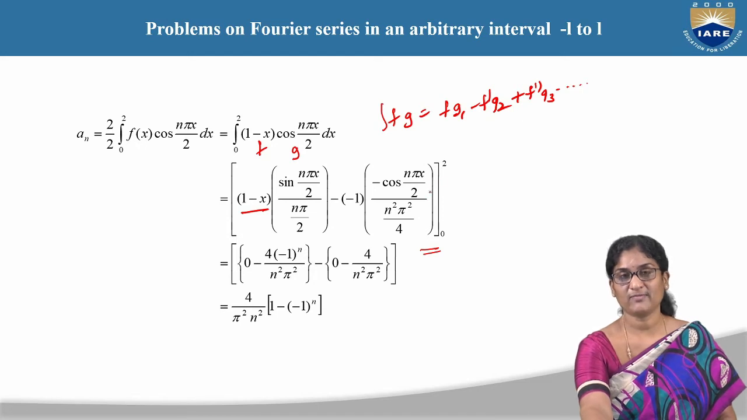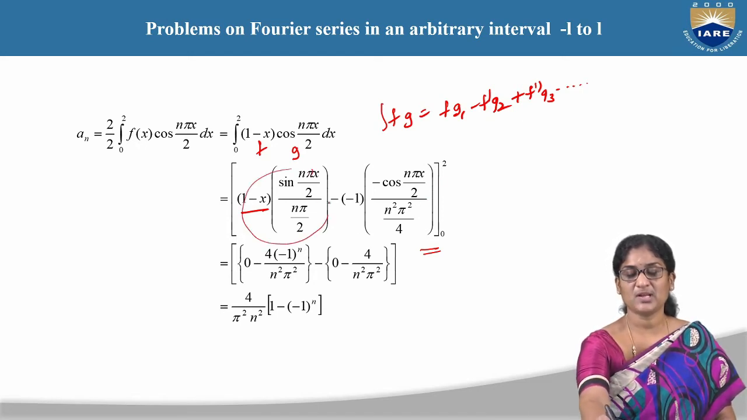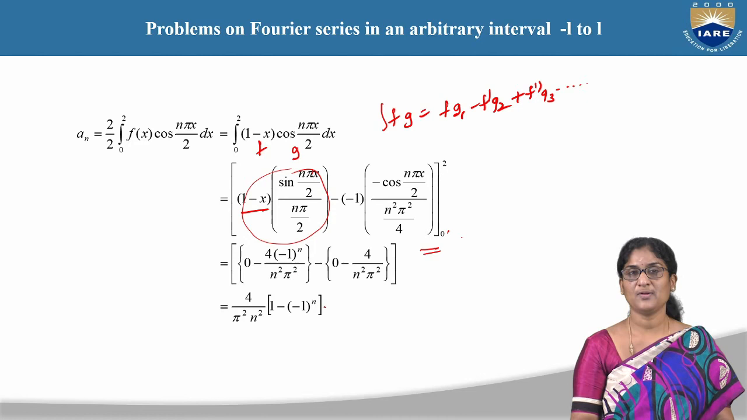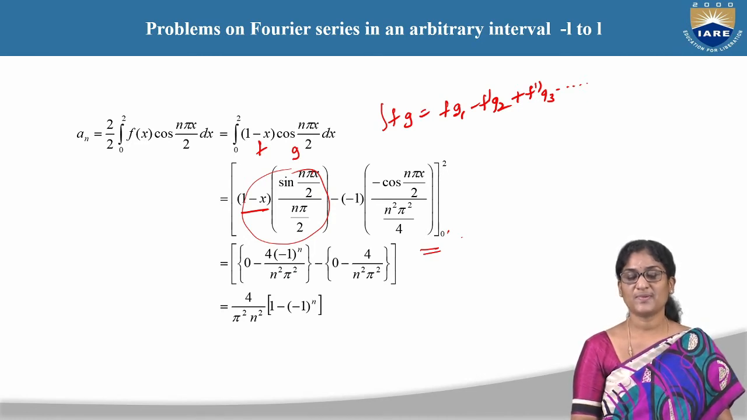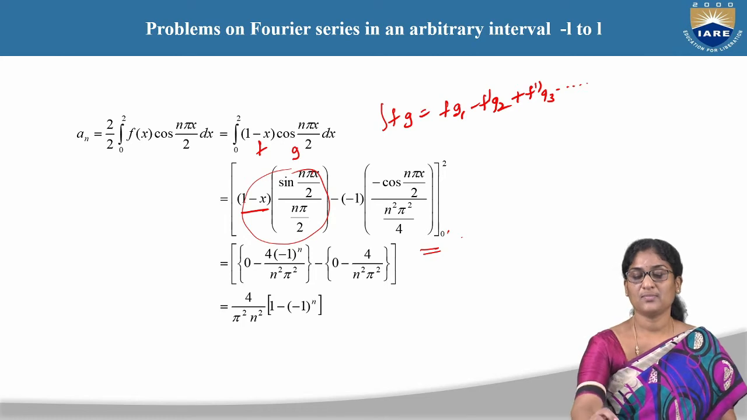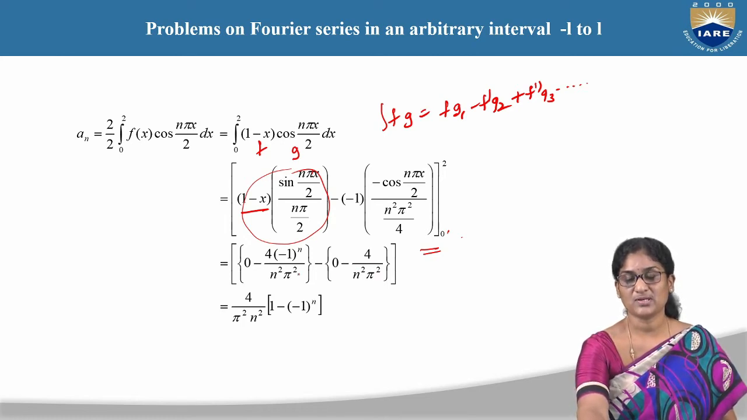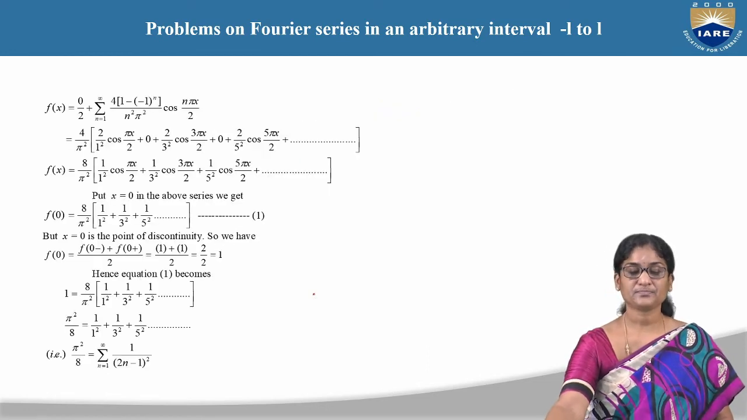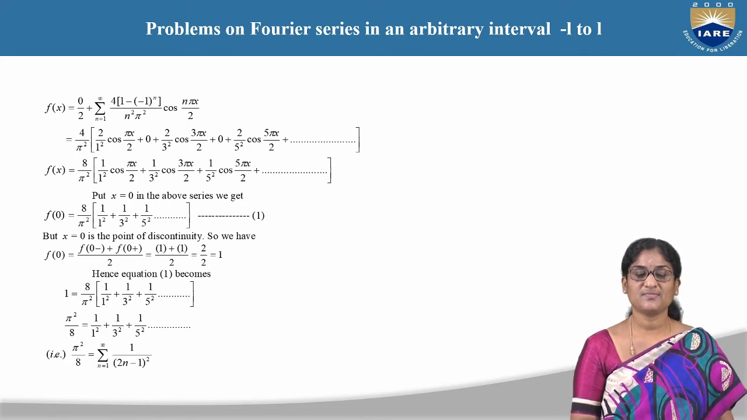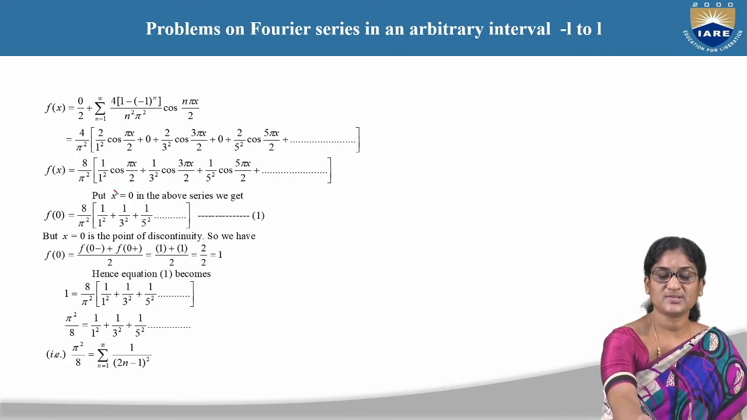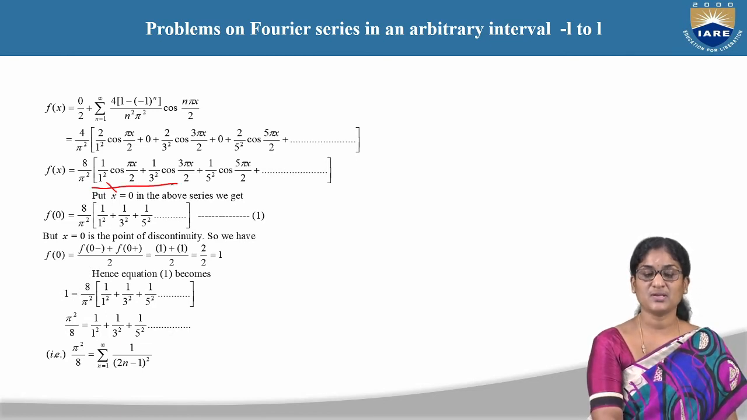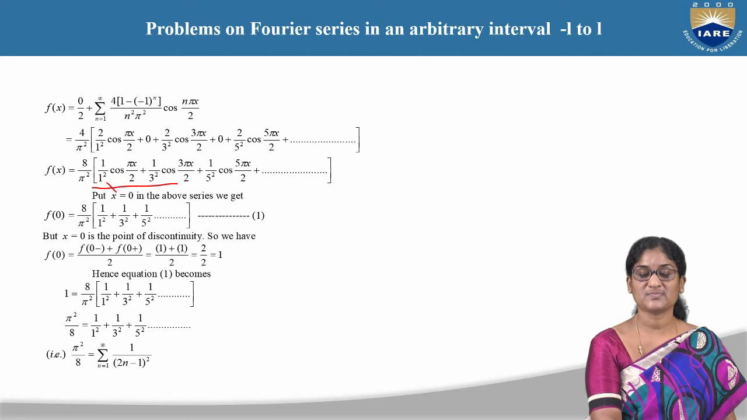While we are applying limits, the first term automatically becomes 0 at 2 and 0. So we are left with minus 4 minus 1 whole to the power of n by n square pi square, and minus of minus 4 by n square pi square. That is nothing but 4 by pi square n square into 1 minus minus 1 whole to the power of n. So substituting these two values in the given function, we are going to get the Fourier expansion as 8 by pi square, 1 by 1 square cos pi x by 2 plus 1 by 3 square cos 3 pi x by 2 plus 1 by 5 square cos 5 pi x by 2, and so on.